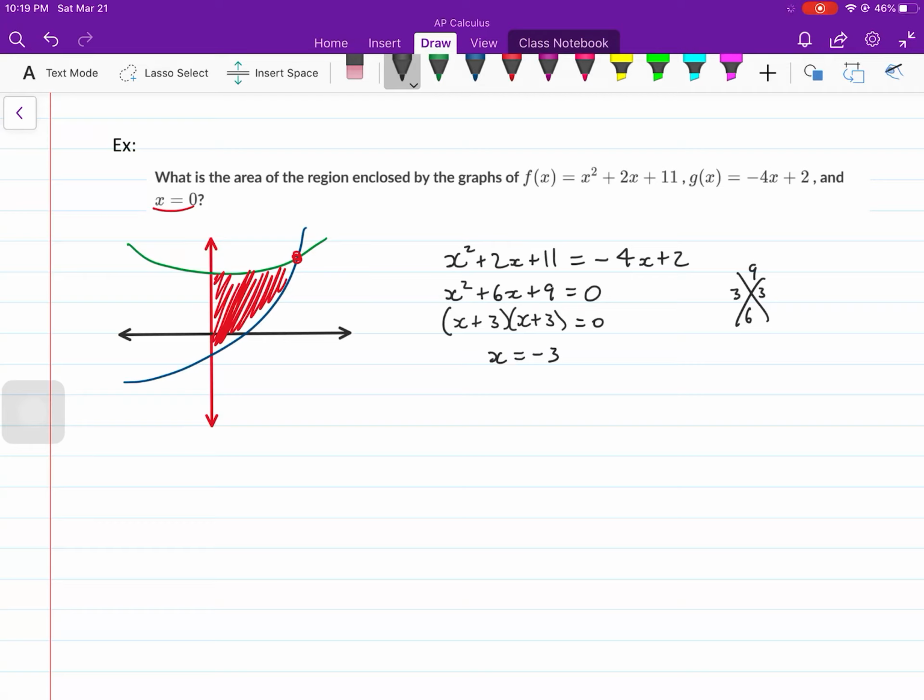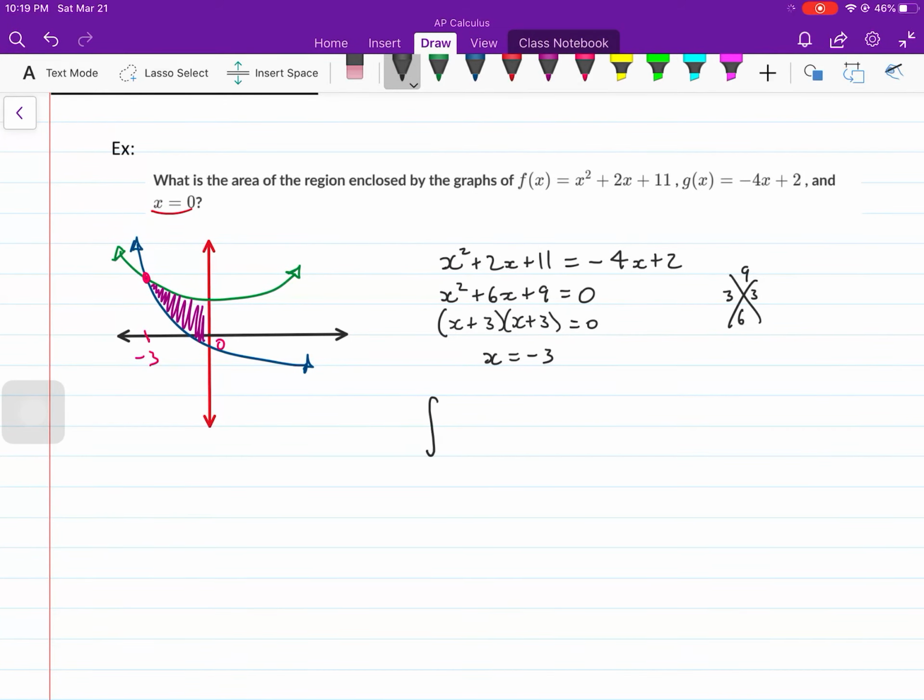So my picture's a little off. It was just kind of a rough idea. But let's go ahead and redraw this. So we're going to be finding the area right here, which is from negative 3 to 0. So we're going to integrate from negative 3 to 0.